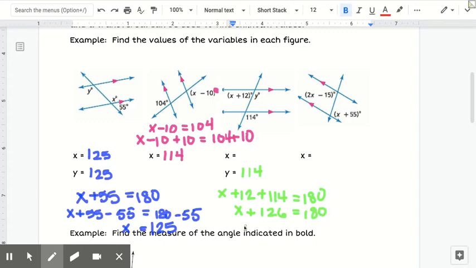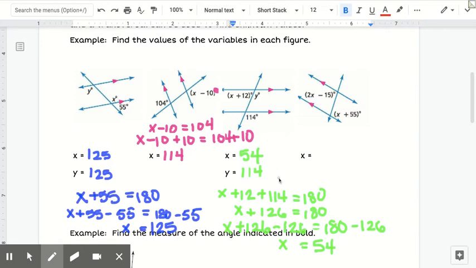Then I would use the subtraction property of equality to get the x alone. I'm going to subtract 126 from both sides of this equation, and so 180 minus 126 is 54. That means our x is 54. Once again, I'm not writing degrees on here because it's already included on the picture.